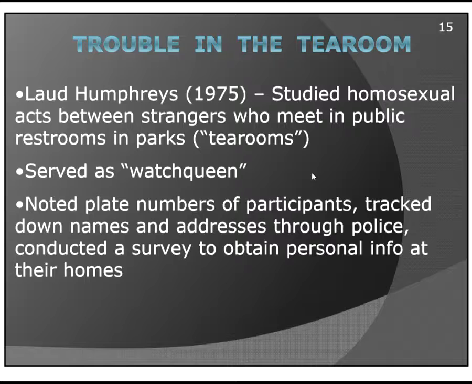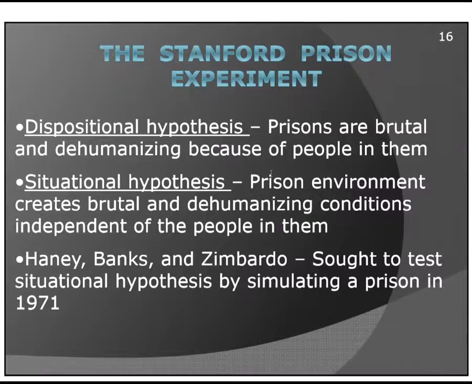Humphreys was famous for his study of homosexual people in parks, and he served as this watch queen, which was the person that was supposed to watch out while the men were having sex in the park bathrooms and stuff like that. But he actually then took it a step further and noted the license plate numbers of participants, tracked down the names and addresses through the police, and then sent them a survey about their homosexual behavior, which was considered to be unethical.